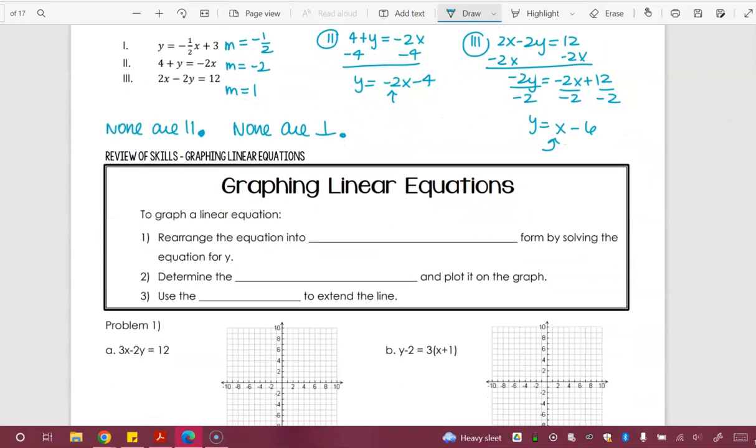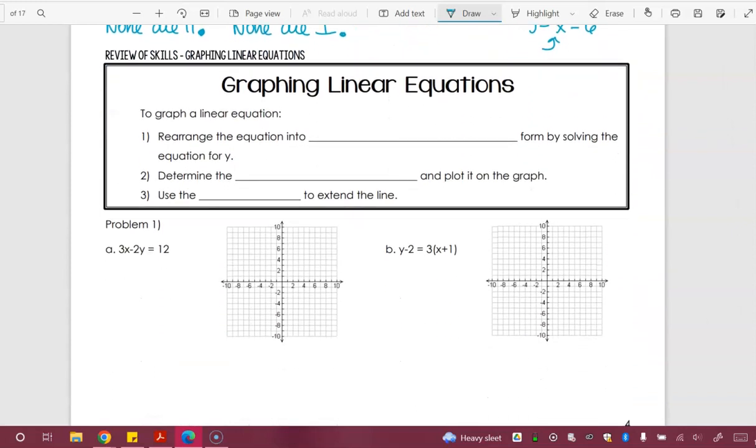Oh, wait, I've got one more section. Oh, look at this. Graphing linear equations. To graph a linear equation, we've got some steps here. First thing we need to do is rearrange the equation into slope-intercept form, which is y equals mx plus b. Then we need to determine what the y-intercept is, plot that, and then we need to use the slope. And we kind of just did this.